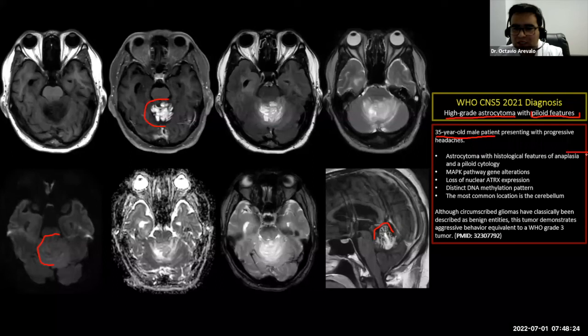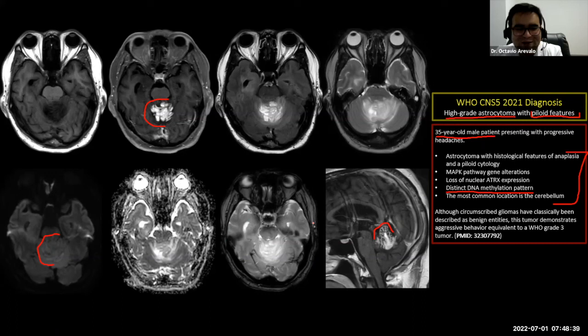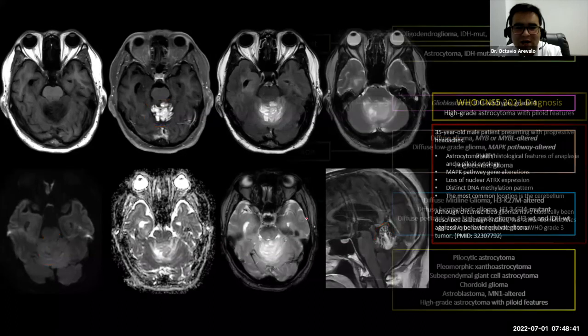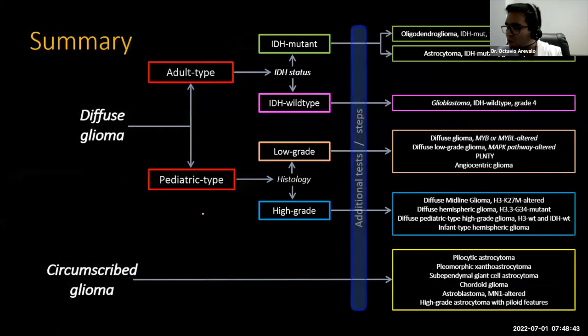And the way to tell them apart is by running all these molecular abnormalities. Perhaps the most important one is the DNA methylation pattern. So it is very hard for us to make this diagnosis out of MRI, but it's always good to have in mind that these lesions exist. So this is to close. So this is a summary.